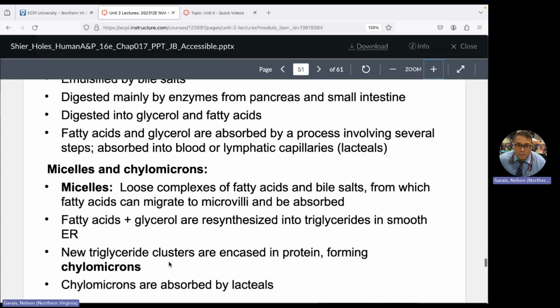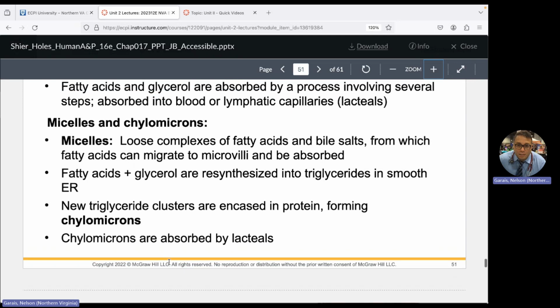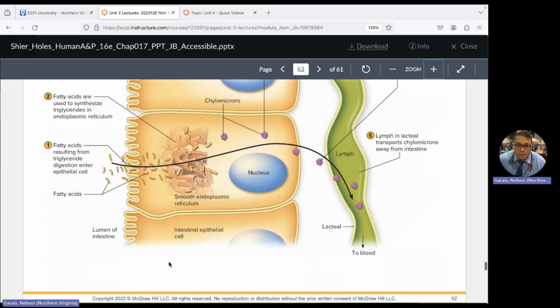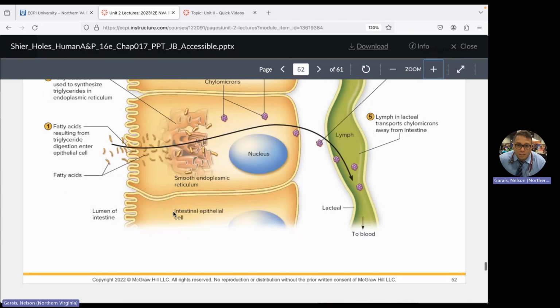That's what a chylomicron is. And they can be absorbed by lacteals. So can micelles. Okay, here's an example of it. And look, packaging. Remember, smooth endoplasmic reticulum makes fat, makes sugars.